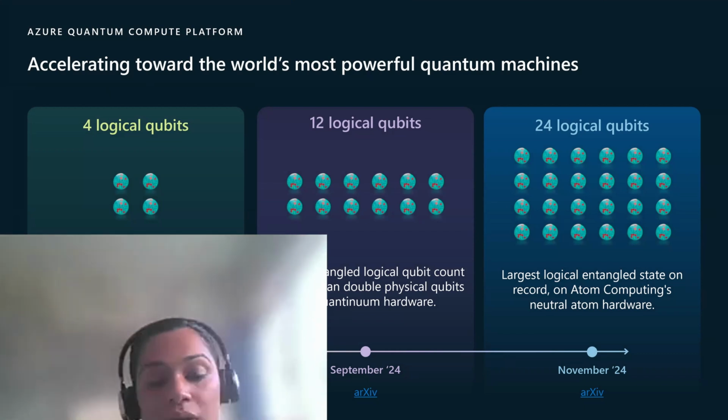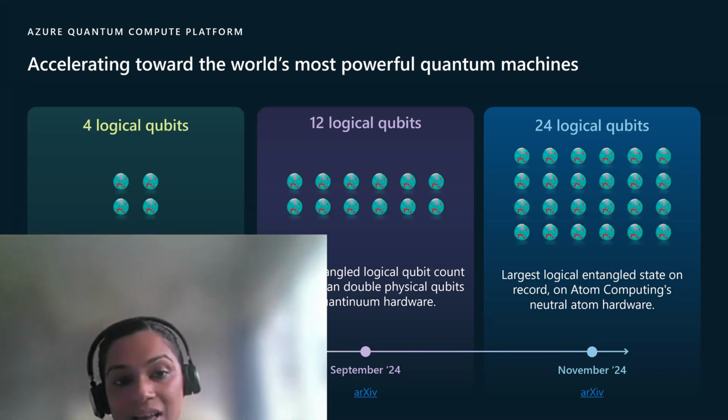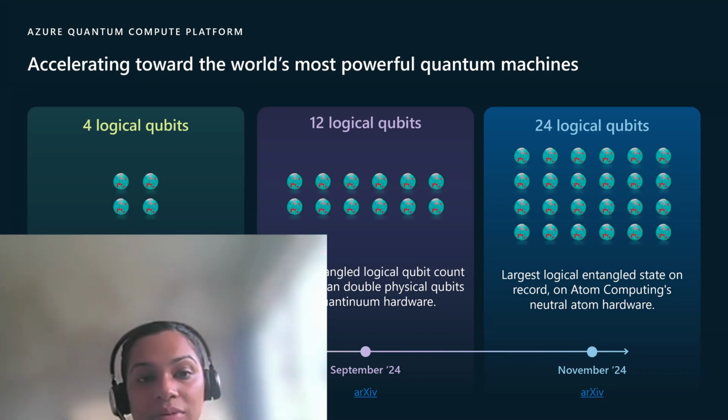Last year has been amazing for Microsoft because we have been able to progress. It has been not just good for Microsoft, but good for the community as well, because we have been able to show progress from 4 logical qubits to 12 to 24 logical qubits, right? I remember in September when we got this result, I was at IEEE Quantum Week in Montreal, and I was very excited to see this and to read that paper because this was huge.